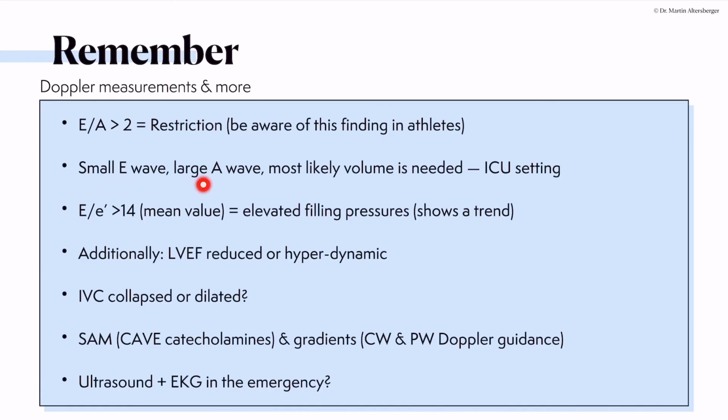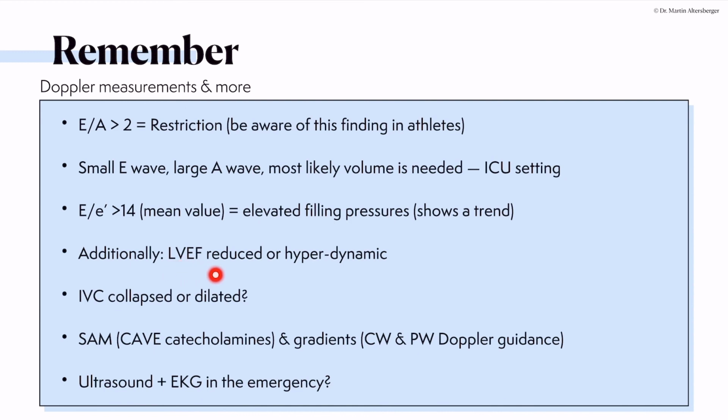The small E wave, the large A wave, shows that there is most likely volume needed also in the intensive care unit setting, also in intubated patients. The E to E prime above 14, a mean value of the septal and the lateral measurement of E to E prime with tissue Doppler, shows elevated filling pressures, and it also shows a trend. So if it's rising, pressures are also more and more elevated.